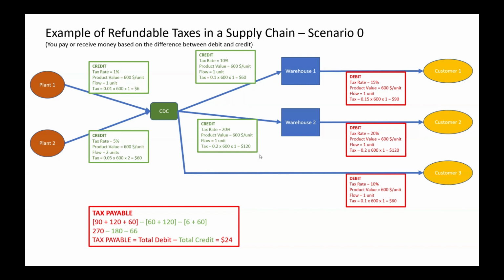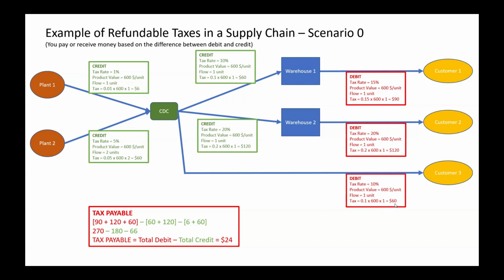Finally, when the products are being shipped from the CDCs or the warehouses to the customers, that's where you have the debit, or where you pay the taxes. Again, there is a tax rate, and based on product value and the number of products being shipped, you have a certain tax. From warehouse one to customer one, that's $90. From warehouse two to customer two, that's $120. And finally, from CDC directly to the customer, that's $60.